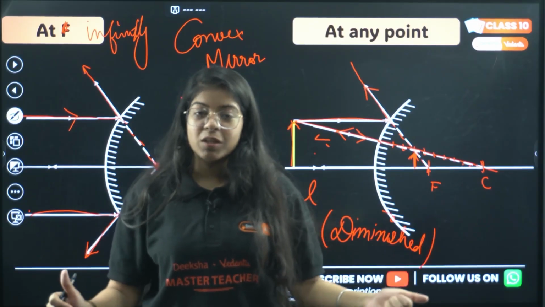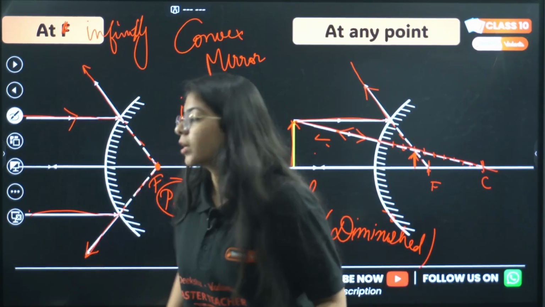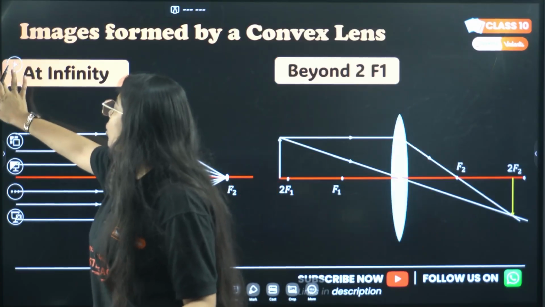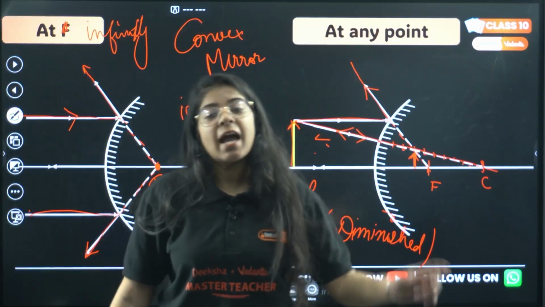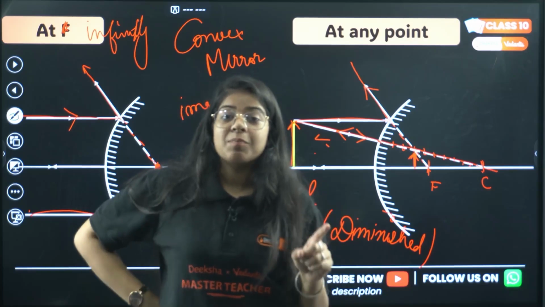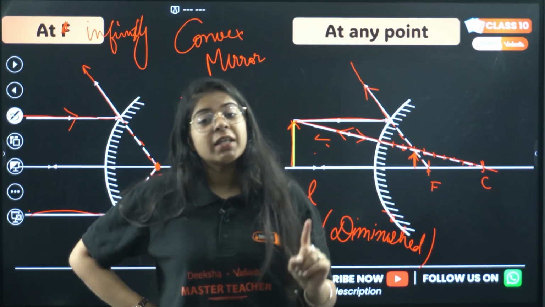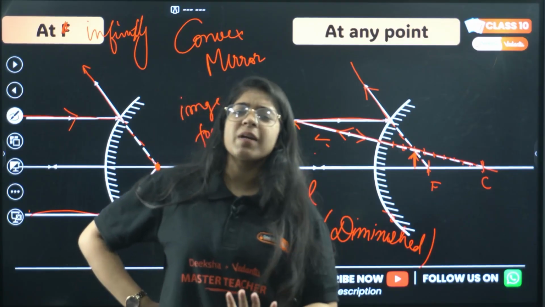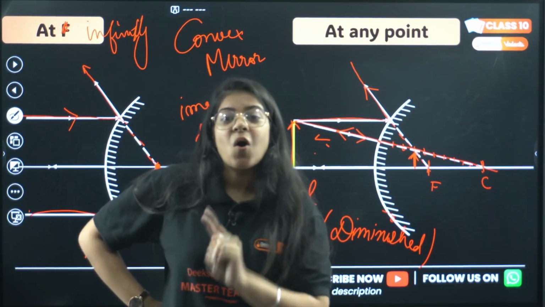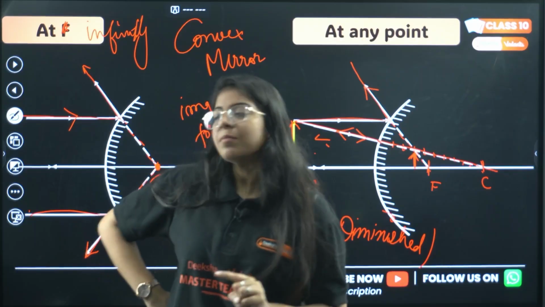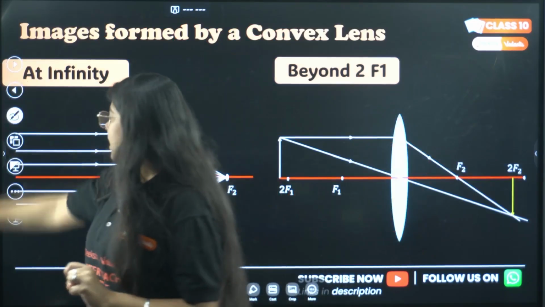Correct? We're done with the mirrors. Now you'll remember, a concave mirror can make both real and inverted and virtual and erect images, but it makes a larger image when it makes a virtual and erect image. On the other hand, a convex mirror always makes a virtual and erect image, but always diminished. Okay, let's move on to the lenses now.